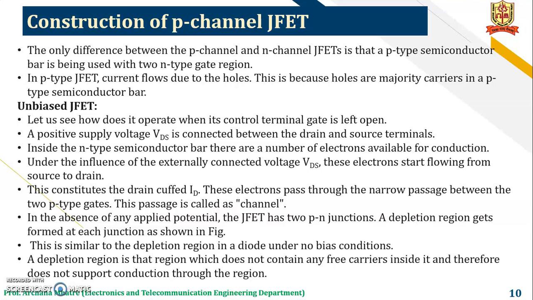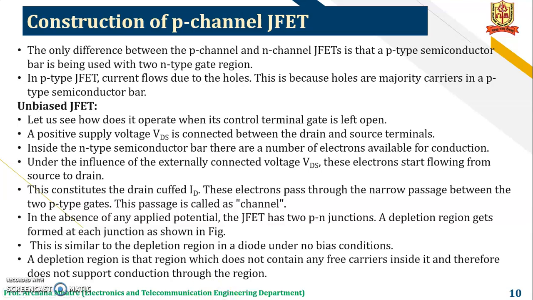A positive supply voltage VDS is connected between the drain and source terminals. Inside the N-type semiconductor bar, there are a number of electrons available for conduction. Under the influence of the externally connected voltage VDS, these electrons start flowing from the source to the drain. This constitutes the drain current ID. These electrons pass through the narrow passage between the two P-type gates. This passage is called the channel.